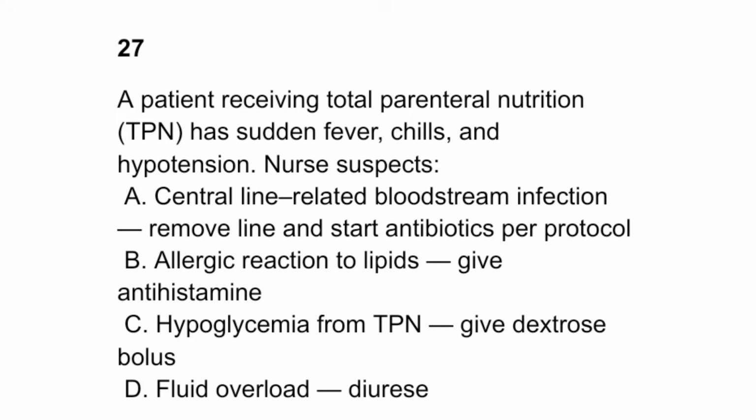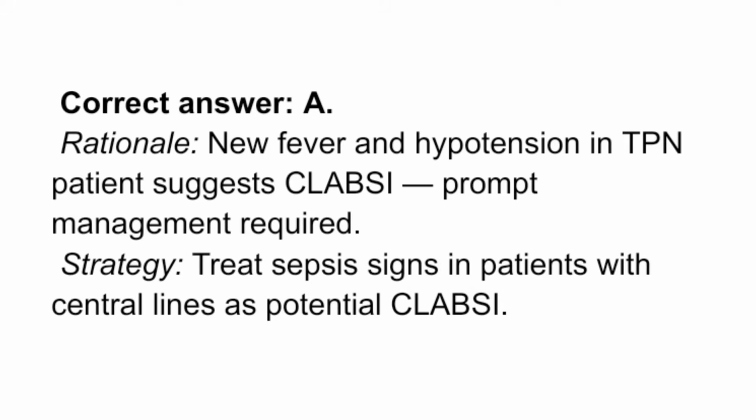27. A patient receiving total parenteral nutrition, TPN, has sudden fever, chills, and hypotension. Nurse suspects: A. Central line-related bloodstream infection, remove line and start antibiotics per protocol. B. Allergic reaction to lipids, give antihistamine. C. Hypoglycemia from TPN, give dextrose bolus. D. Fluid overload, diurese. Correct answer, A. Rationale: new fever and hypotension in TPN patients suggests CLABSI, prompt management required. Strategy: treat sepsis signs in patients with central lines as potential CLABSI.